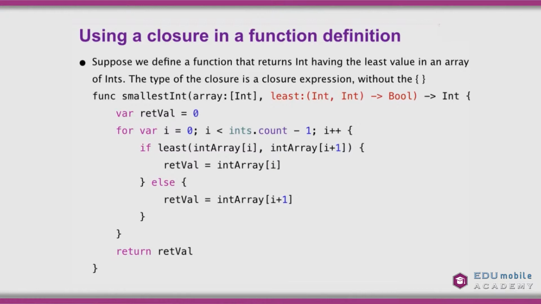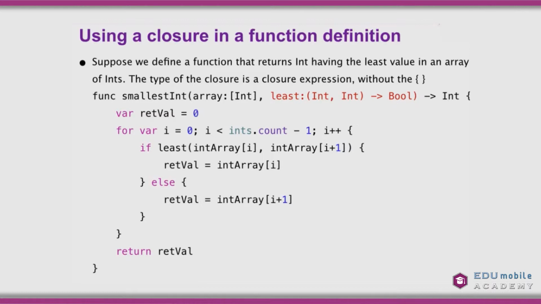So notice, this is called smallest int. It takes an array of integers as its first parameter, and it takes a closure, and that closure's type is take two ints and return a bool. And then the whole thing returns an integer. Smallest int returns an integer. So we got a couple arrows here, and I've made the closure declaration, not definition, in red, so to kind of call it out for your eyes. Notice also that we provided a parameter name for this closure, least.